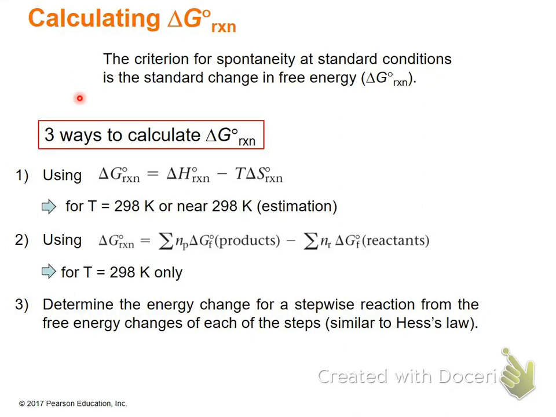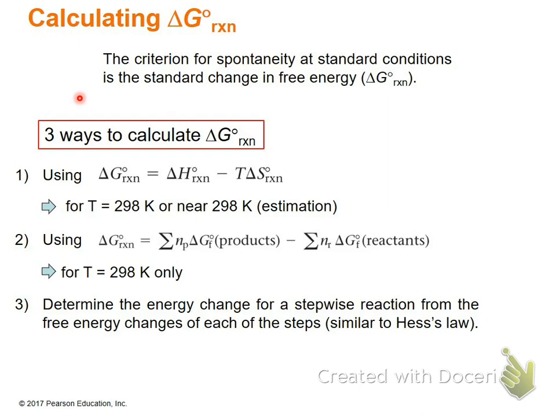All right, so now that we've learned the delta S of reaction under standard conditions, we can calculate delta G of reaction under standard conditions, right? So there are three ways to calculate delta G of reaction under standard conditions. The first one here is by using this specific equation, right? It's equivalent to delta H of reaction under standard conditions minus T times delta S of reaction.